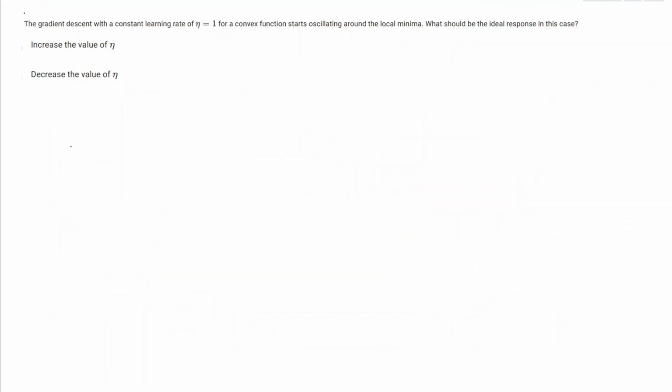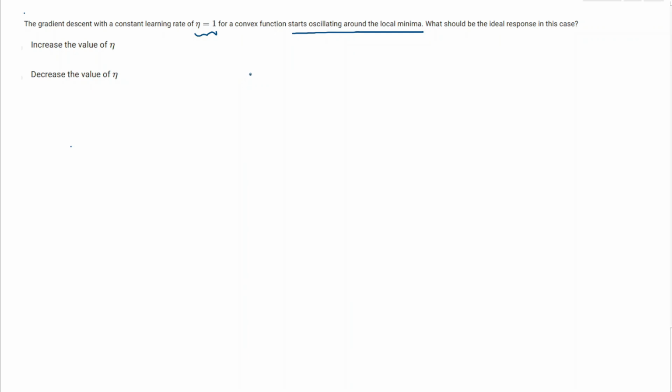So here we have a question which says the gradient descent with a constant learning rate of eta equal to 1 for a convex function starts oscillating around the local minima, right? What should be the ideal response in this case? Either increase or decrease the value of eta, right?